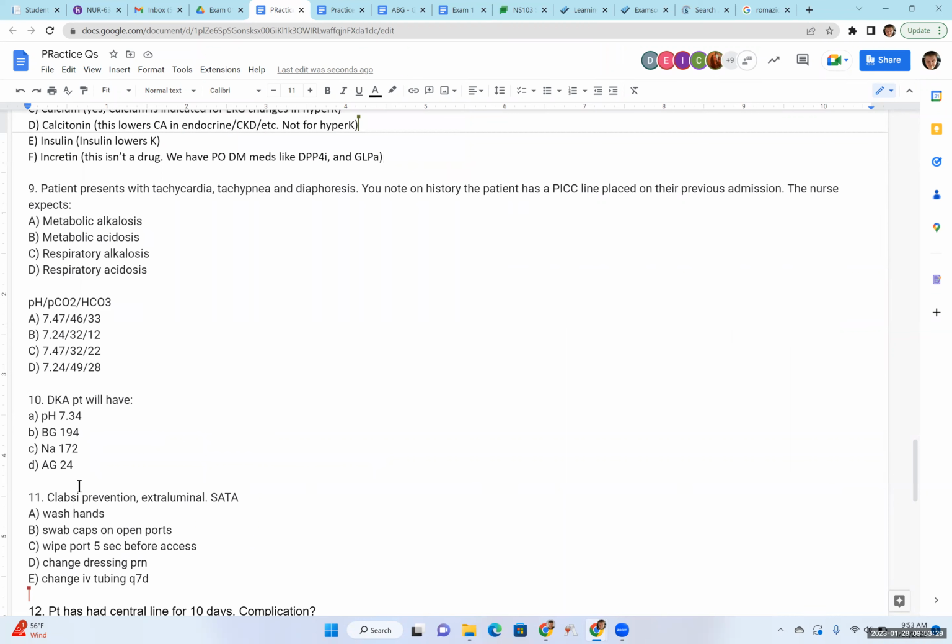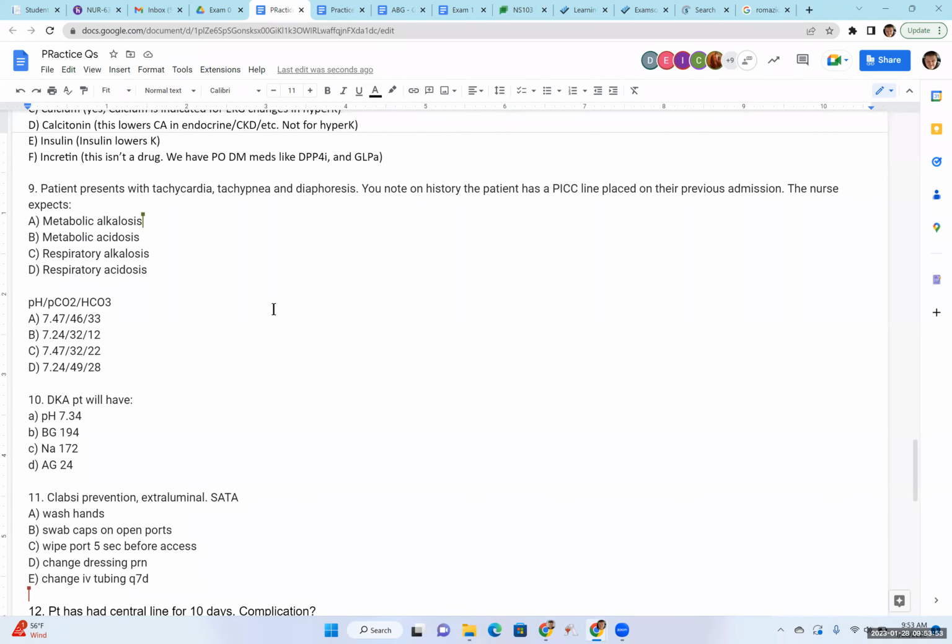All right, and number 9: tachycardia, tachypnea, diaphoresis. They have a PICC line. What would you expect? Metabolic acidosis. They have an infection, right? They've got a history of PICC line, and they're really sick right now. I mean, it could be another illness that's causing it, but we're giving you some red flags here.